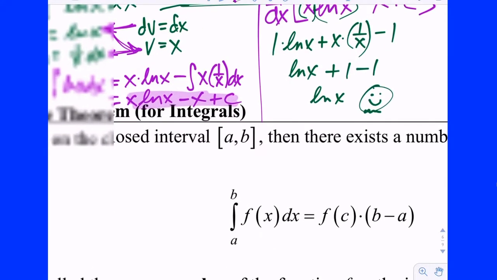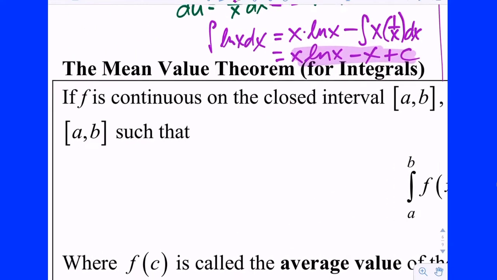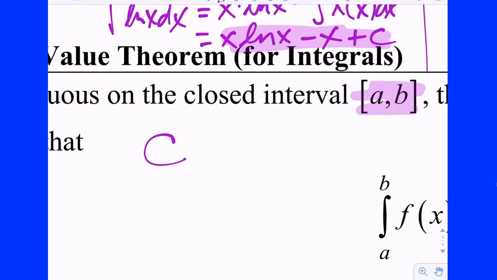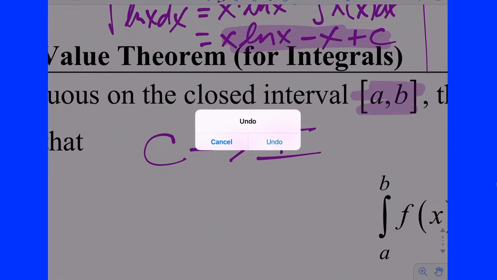Good. Well, now we have the MVT for integrals, and here's what it says. It says if f is continuous on a closed interval, that's it. It doesn't need to be differentiable in the open. If we have a function that's continuous on a closed interval, remember that if a function is continuous, we know it is also what? Integrable.